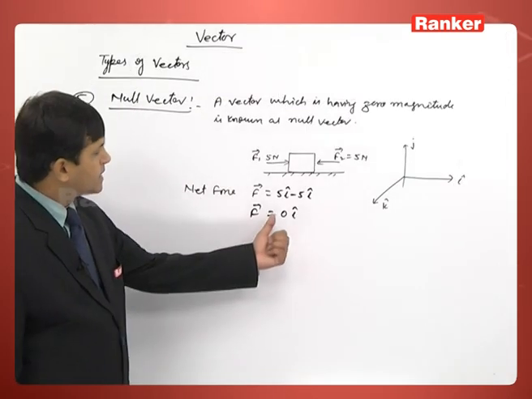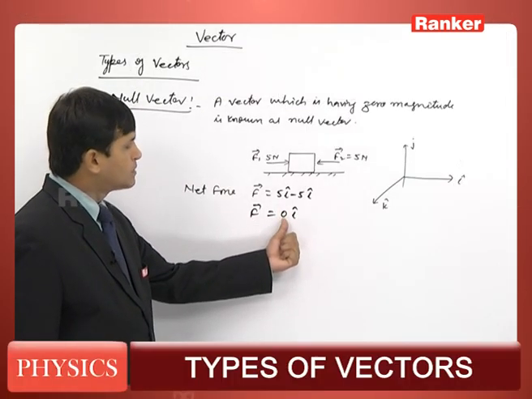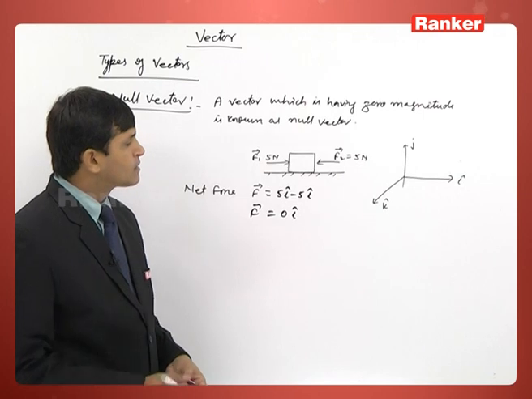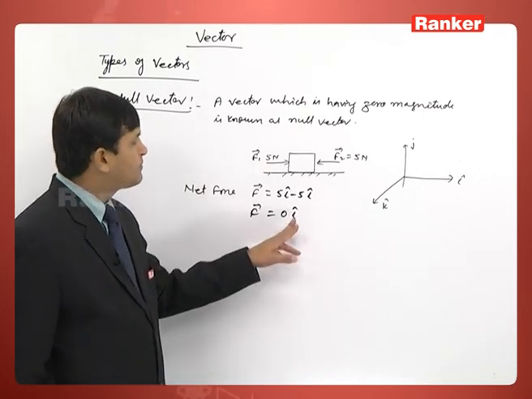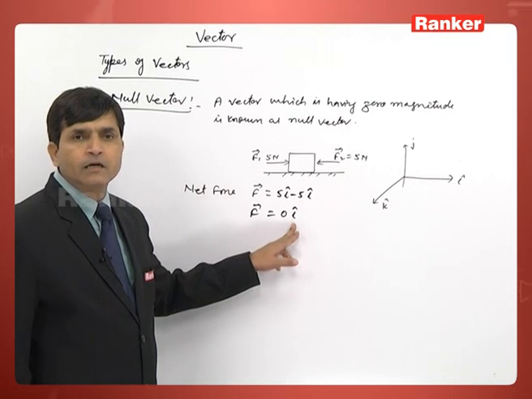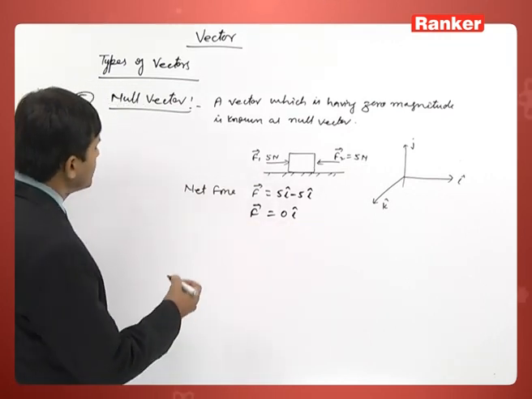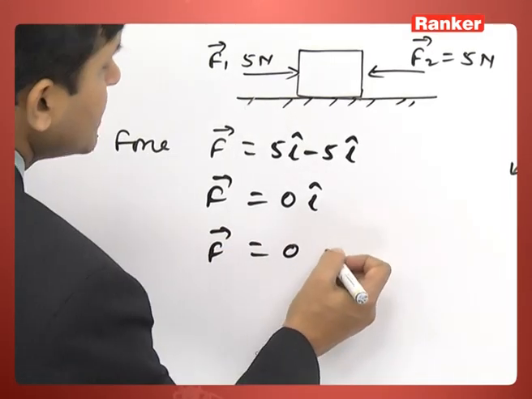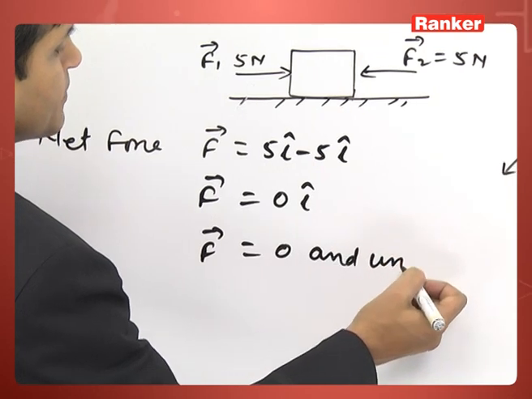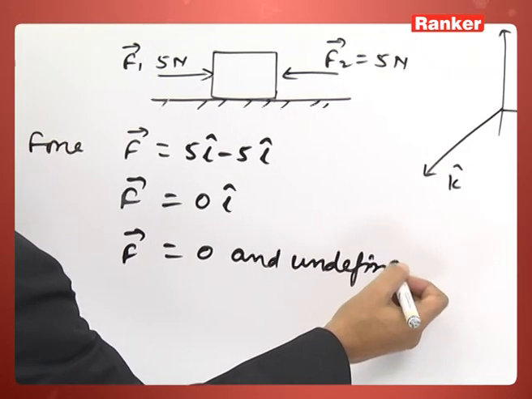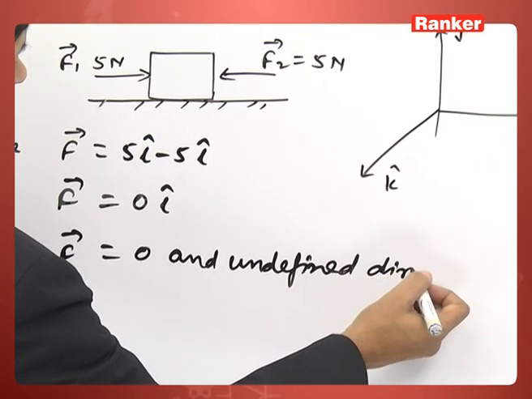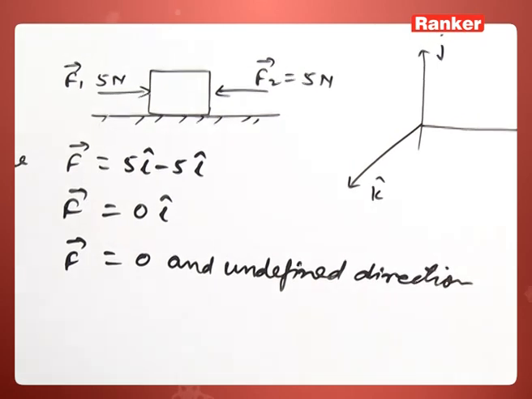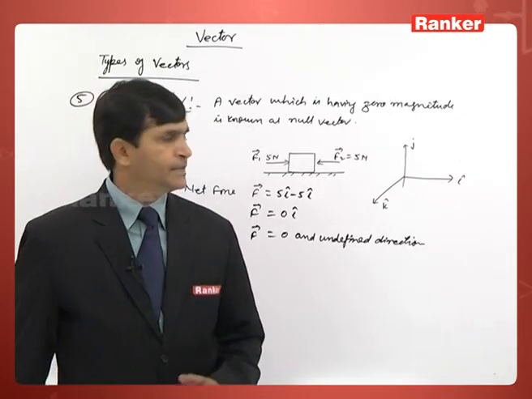So, this represents that the magnitude of the force is 0, but direction? If I write i cap here, in fact the direction of a null vector cannot be defined. So, the best way is to write F is equal to 0 with undefined direction. So, a null vector has 0 magnitude and its direction is undefined.